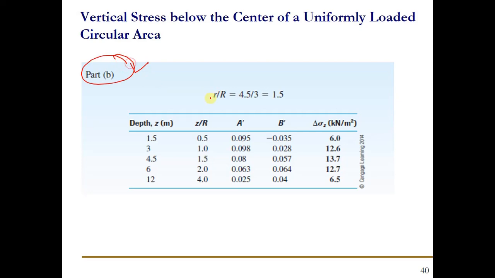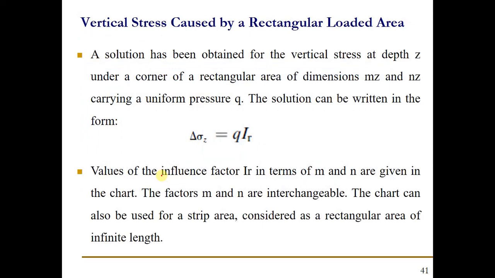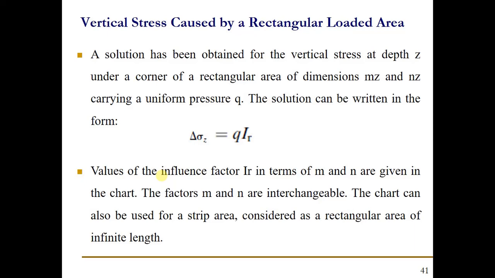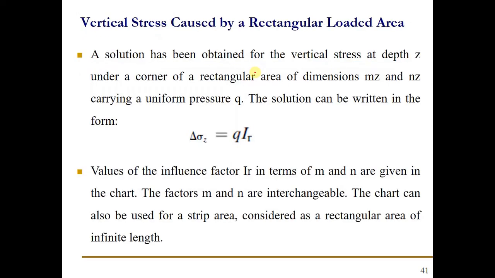Part B, R is equal to 1.5 meter, then you will use the 10.7 table for A prime and 10.8 for the B prime, and you will find out various values of delta sigma at varying depth 1.5, 3, 4.5, 6 and 12 meter. So that was the vertical stresses below the center of a uniformly loaded circular area, and even away from the center as well, because the R value was 4.5 meter.